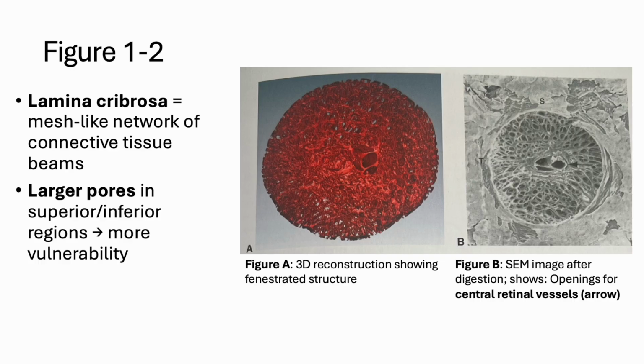Figure 1.2, lamina cribrosa structure. The lamina cribrosa is a mesh-like network made of connective tissue beams. These beams create a scaffold that supports axons as they exit the eye. The slide shows two images. On the left, a 3D reconstruction of its fenestrated structure. On the right, a scanning electron microscope image after digestion revealing the openings for central retinal vessels. Again, take note of the larger pores in the superior and inferior regions, which increase vulnerability to glaucomatous damage.